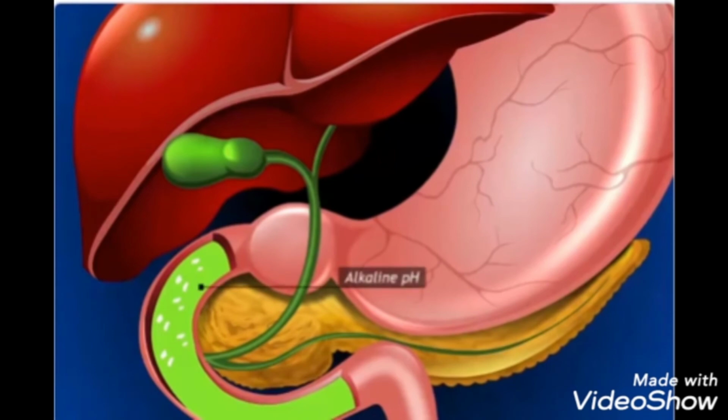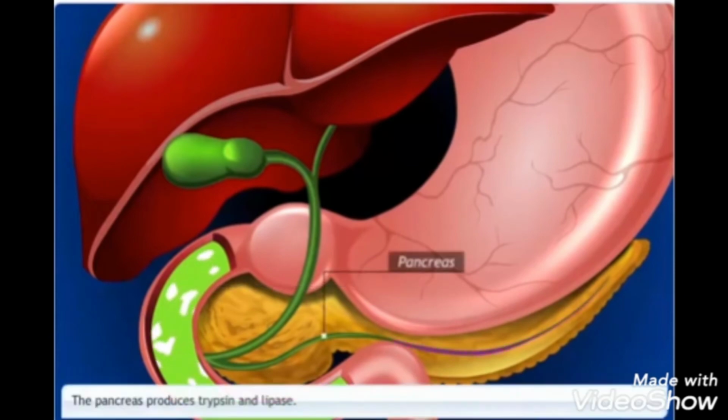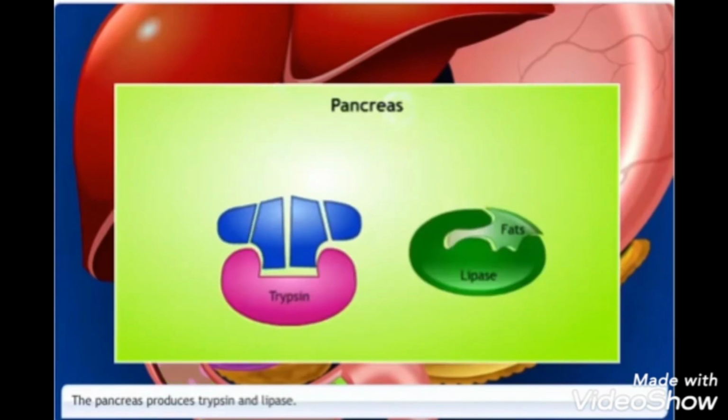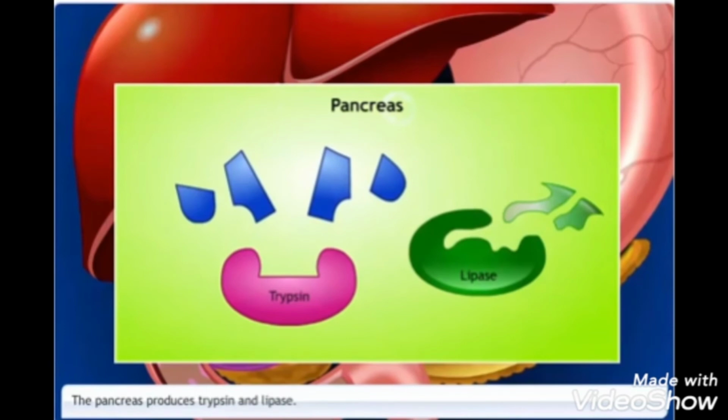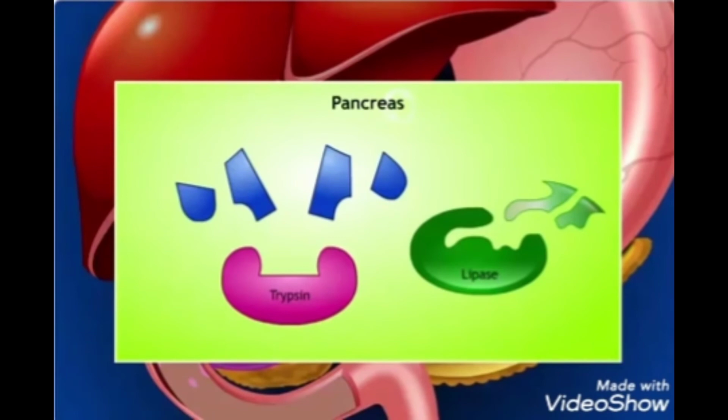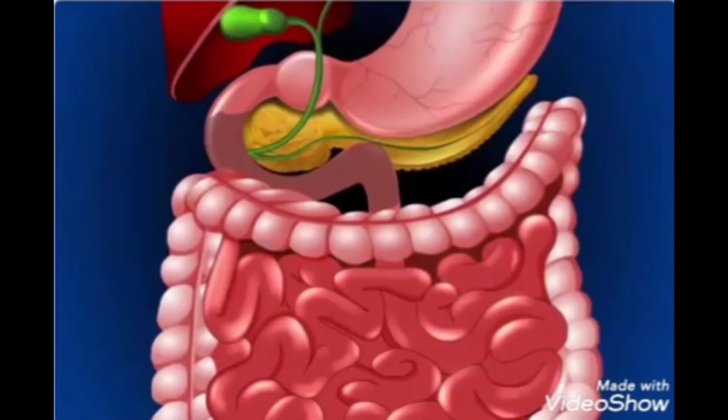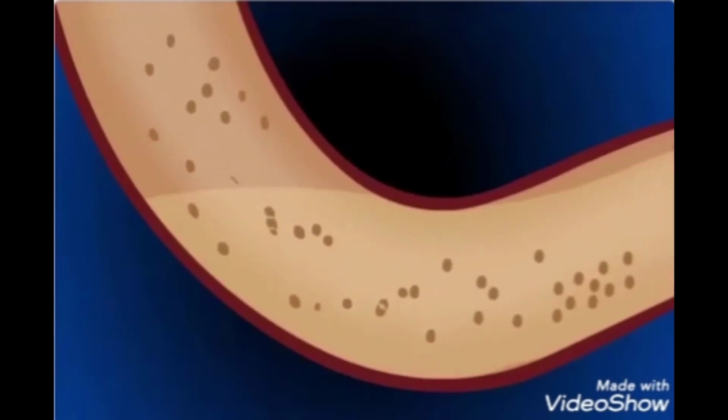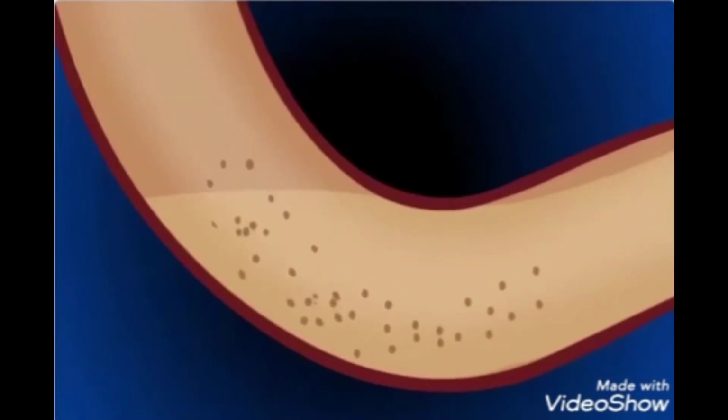The pancreas produces pancreatic juice that contains enzymes such as trypsin and lipase that help in the breakdown of proteins and fats. The chyme now reaches the second part of the small intestine called the ileum. In the ileum, the intestinal enzymes act upon the food for further digestion.